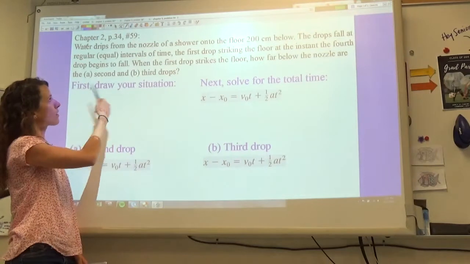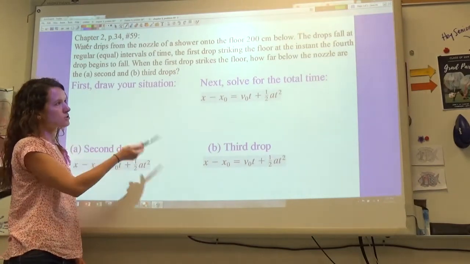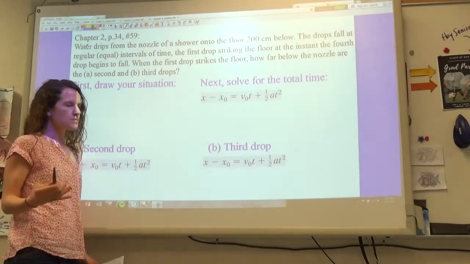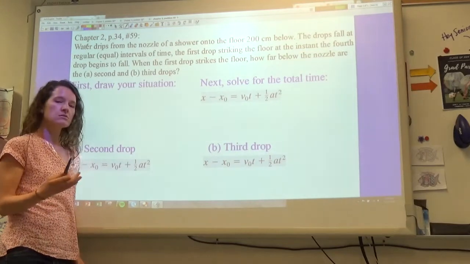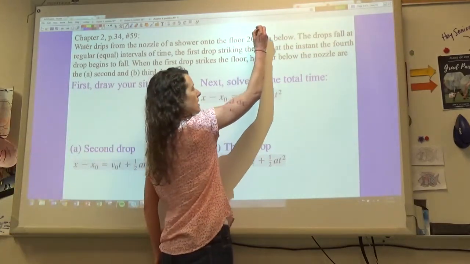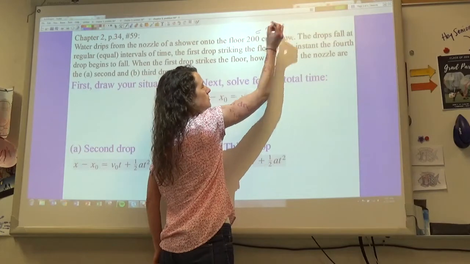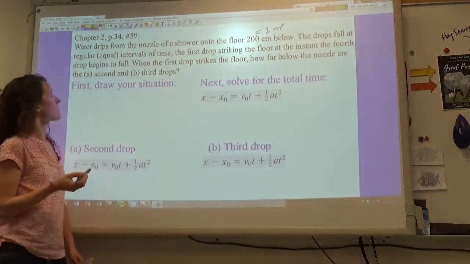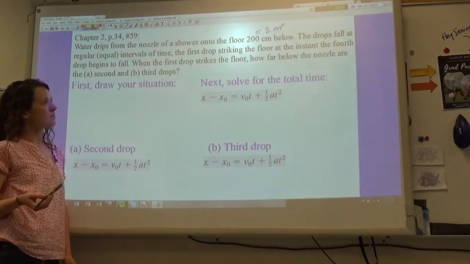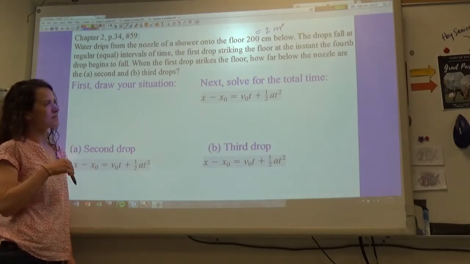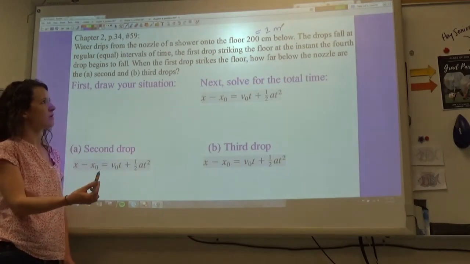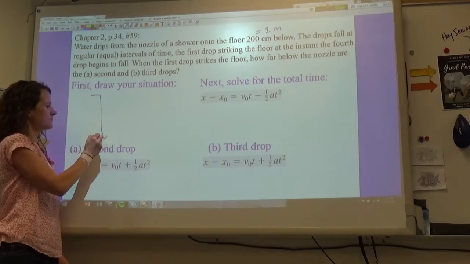We're told that water is dripping from the nozzle onto the floor 200 centimeters below. Typically it's a good idea to use meters instead of centimeters, and so we know that that equals 2 meters. The drops fall at a regular interval of time. The first drop striking the floor at the instant the fourth drop begins to fall. So I'm going to draw that.